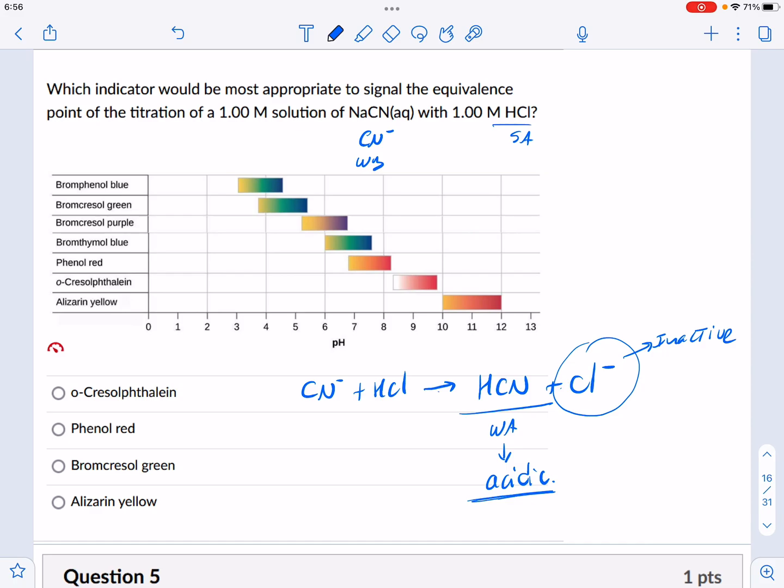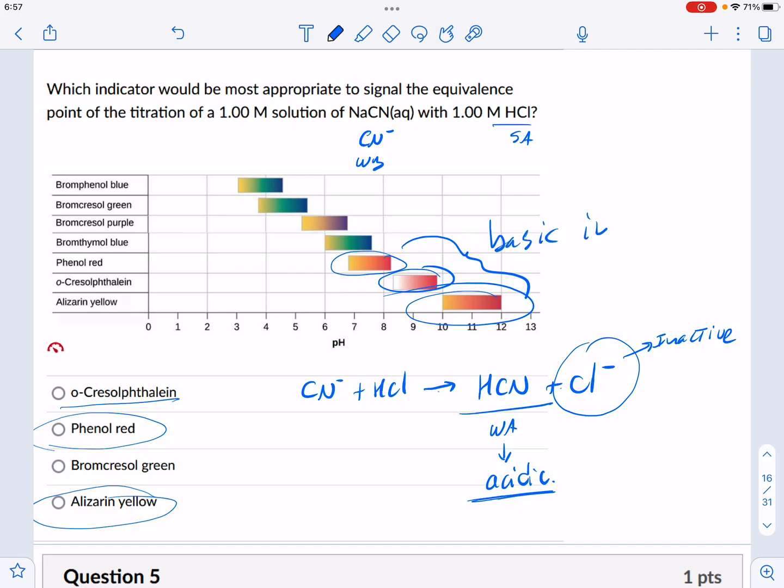So first is cresol red, and this one is a basic pH. Then we look at phenol red, and phenol red is this one. At pH 7 it should be yellow, so the change in color starts above pH 7, so it's also a slightly basic indicator. Then I'm going to skip bromocresol green, and jump to alizarin yellow. Alizarin yellow is here. So all these three are basic indicators, indicators that will change color in basic pH.